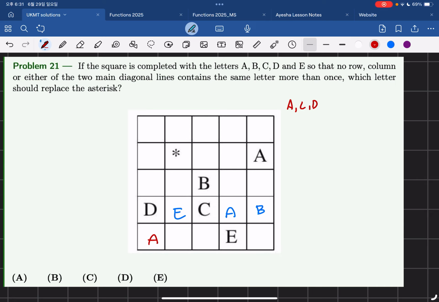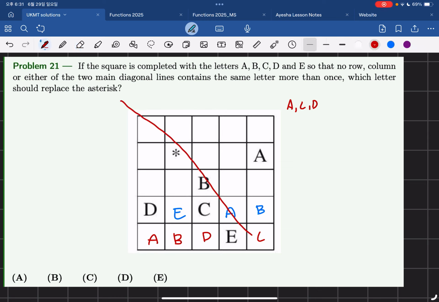Now we're going to look at the bottom row. We have B, C, and D missing. However, B is already in these two columns, so B should go here. Now we have C and D left, but C is already in this column, so C should go there, and D should go to the center box.